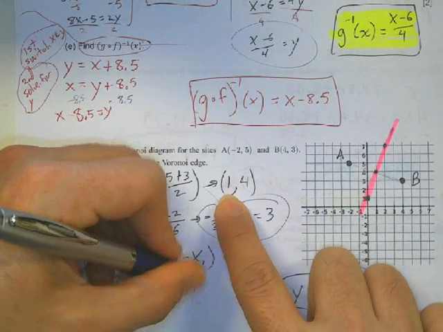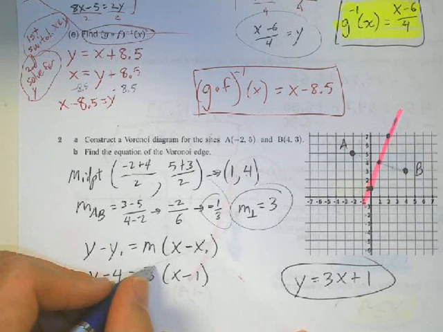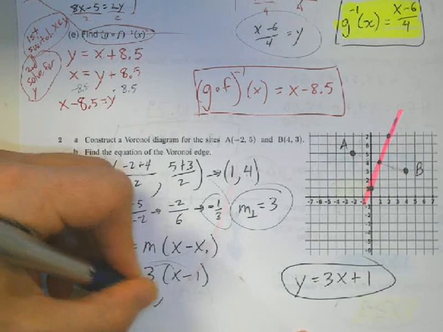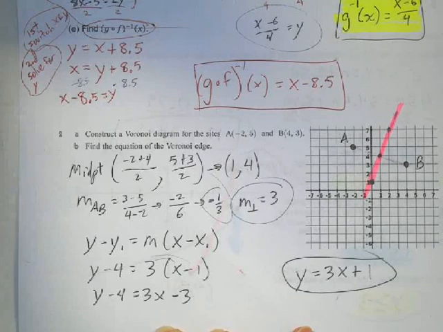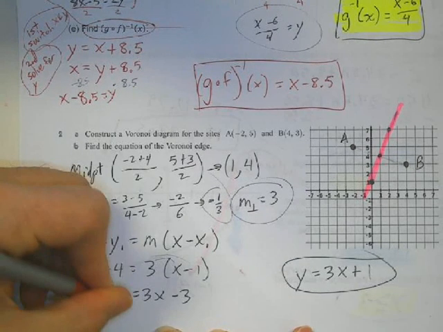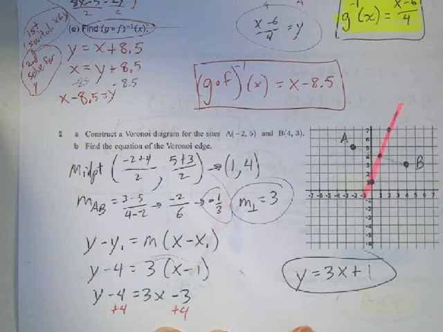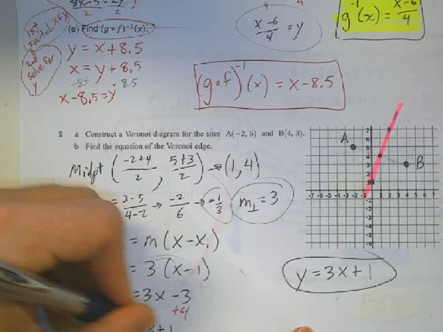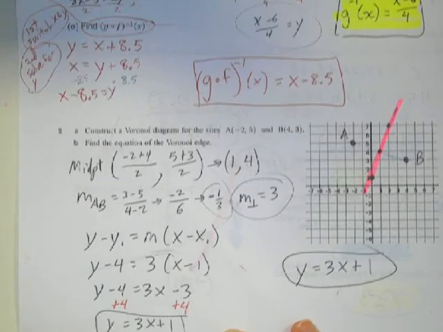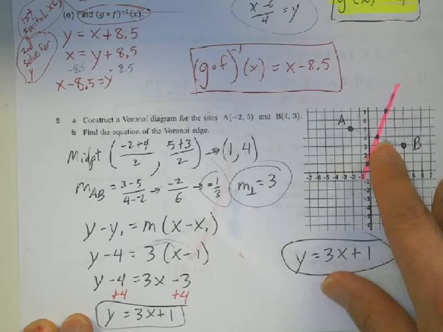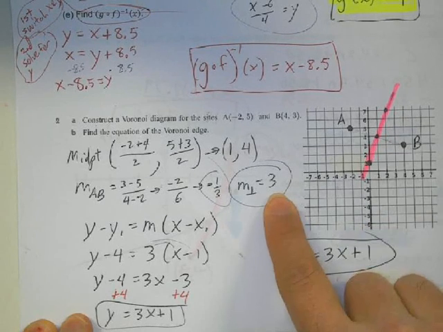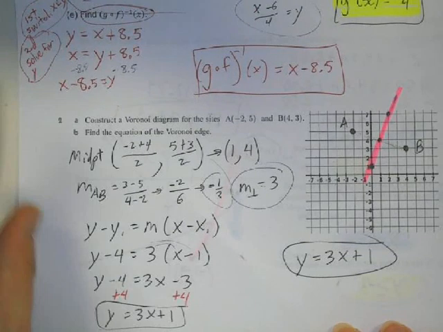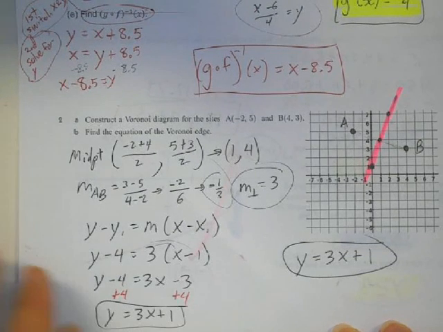And so now I can do distributive property with that 3. I got y minus 4 equals 3x minus 3. And I can add 4 on both sides. And then I get y equals 3x plus 1. But like I said earlier, you could have just looked at the picture. You know the slope is going to be 3, and you know that y-intercept is going to be 1. But you know, it's okay. If you missed it, you're going to retake it and do great.